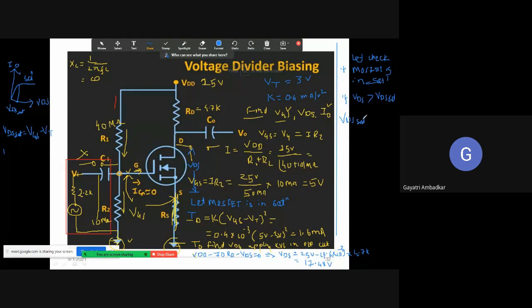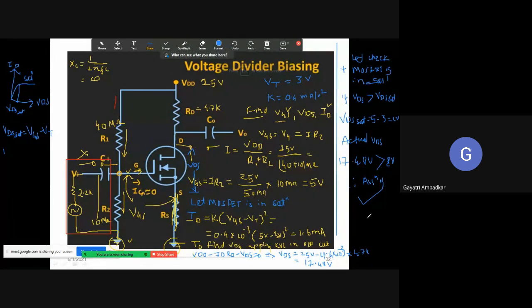VDS sat comes to be, what is your VGS? 5 volt. And what is your VT? 3 volt. So VDS sat comes to be 2 volt. And what is your actual VDS? Actual VDS is 17.48 volt, which is greater than 2 volt. Okay. Therefore, your assumption is correct. Got it?